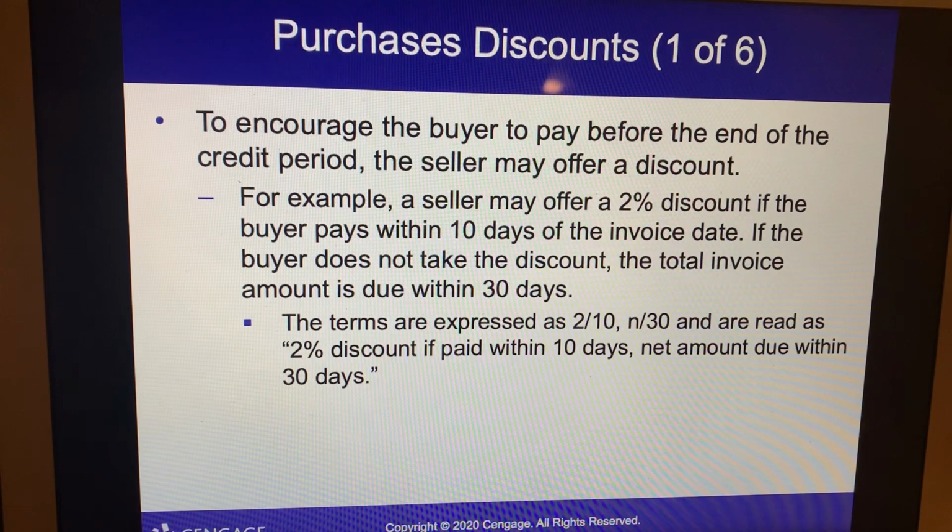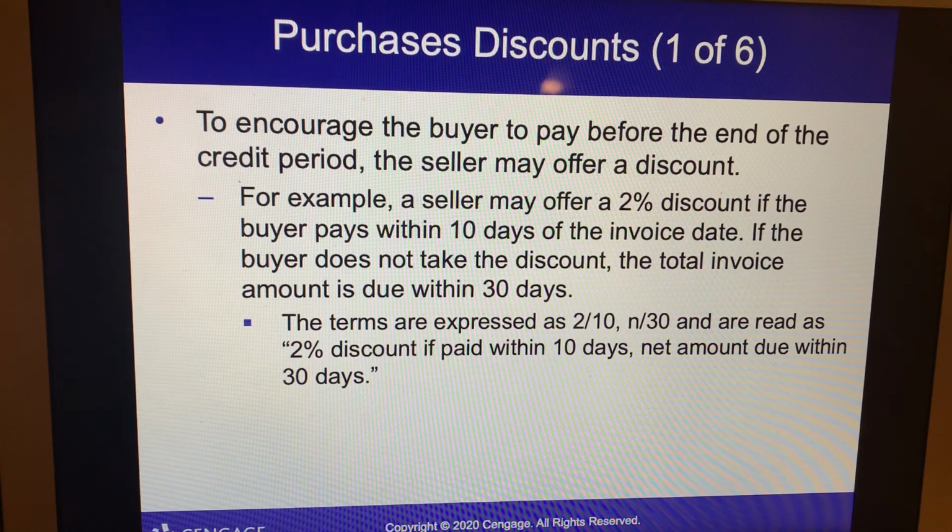Purchase discounts: to encourage the buyer to pay before the end of the credit period, the seller may offer a discount. For example, a seller may offer a 2% discount if the buyer pays within 10 days of the invoice date. If the buyer does not take the discount, the total invoice amount is due within 30 days. The terms are expressed as 2/10, n/30 and are read as 2% discount if paid within 10 days, net amount due within 30 days.